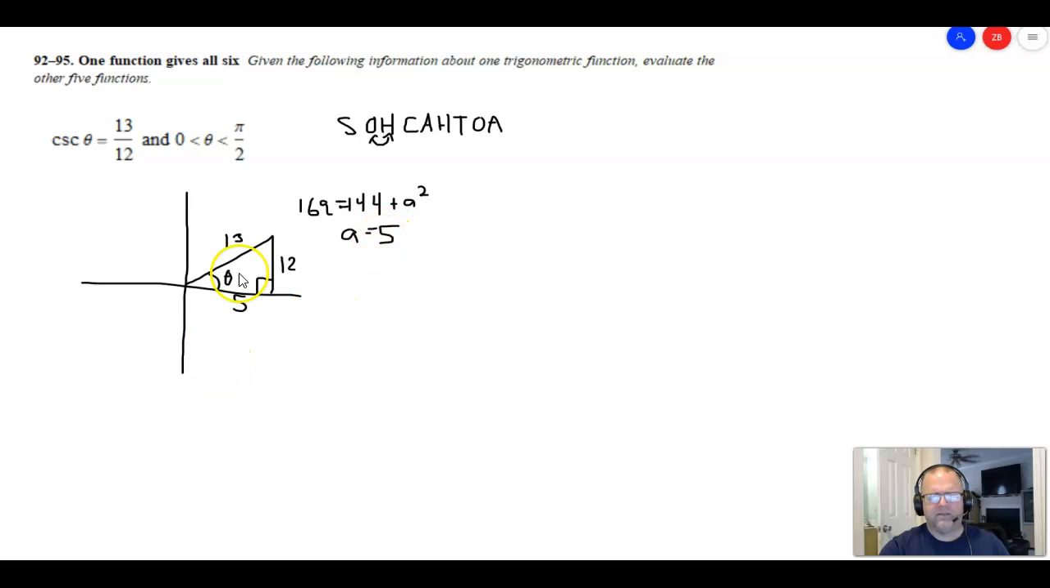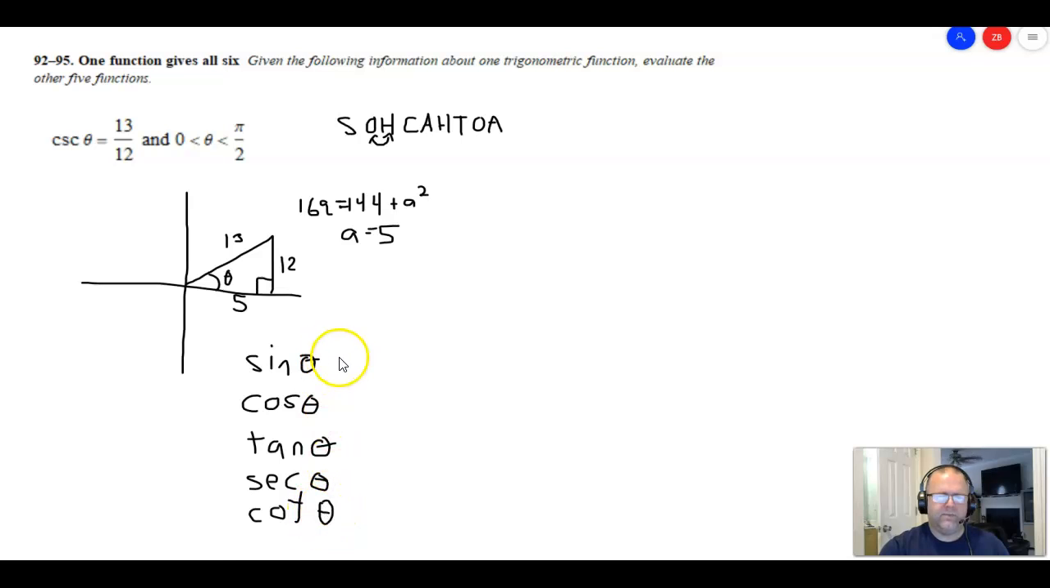So once I have my triangle, then I can really easily find the other 5 trig functions. So first I'm just going to write them out. So the sine of theta, the cosine of theta, the tangent of theta, the secant of theta, and the cotangent of theta. Remember, we already have the cosecant, which they gave us.